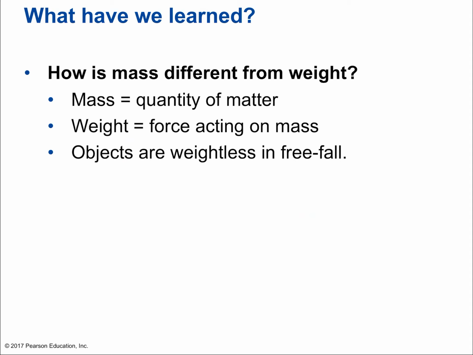Okay, how is mass different from weight? Mass is a quantity of matter. Weight is specific to the force that's acting on that matter. Objects are weightless in free fall, and orbit is a form of free fall.